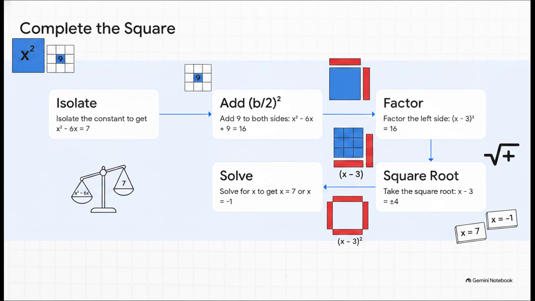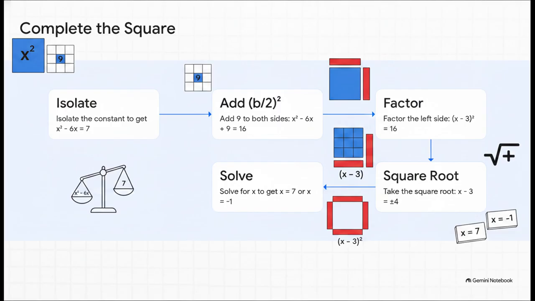So, step 1, we isolate the constant by adding 7 to both sides, which maintains our equality and gives us x squared minus 6x equals 7. Now step 2 is where the magic really happens. We take our b term, which is negative 6, divide it by 2 to get negative 3, and then square it to get 9. We add that 9 to both sides. Notice how x squared minus 6x plus 9 equals 16 keeps our equation perfectly balanced.